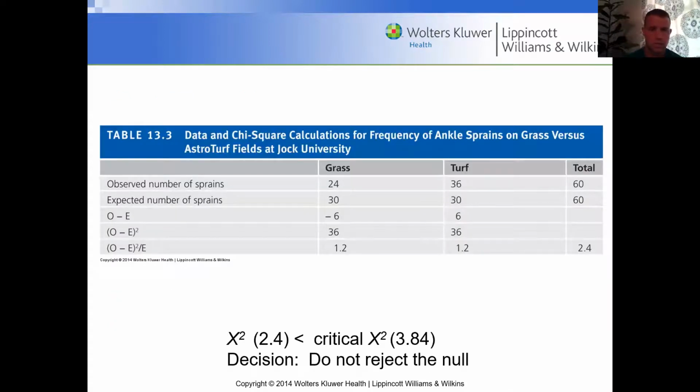So again, this data and chi-square calculation for frequency of ankle sprains on grass versus AstroTurf field at Jock University. You see the observed number of sprains: on grass was 24, turf was 36, total of 60. Expected number of sprains was 30 on grass, 30 on turf. So the observed was higher on the turf versus grass, but expected was equal, 30-30. When we calculate, the chi-square was less than the critical chi-square, at 2.4 versus 3.84. So the decision on this one would be do not reject the null hypothesis, okay?